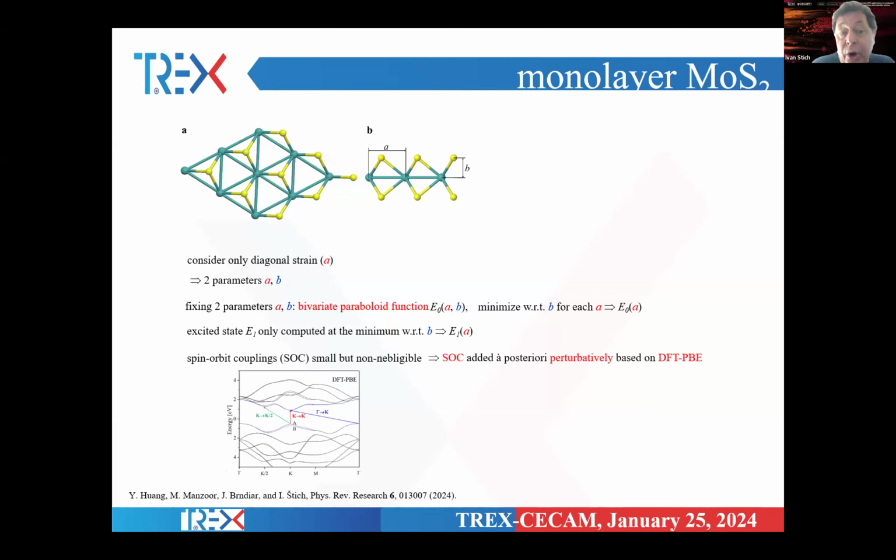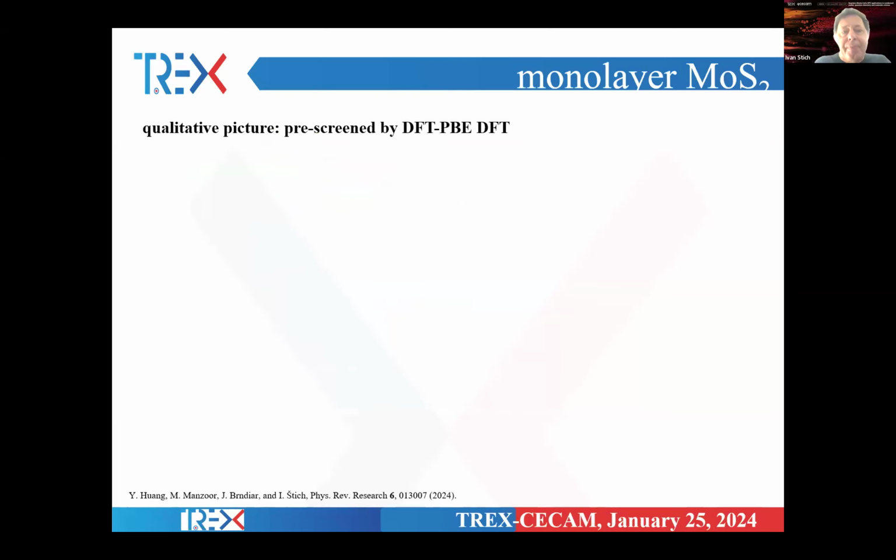There is one caveat though here, namely that we need to take spin orbit couplings into account here. They are not large, but they are non-negligible. And we have included, now you can actually sample these spin orbit couplings also at the QMC level, but here we have done a simple perturbative approach, and we have applied the DFT spin orbit couplings here.